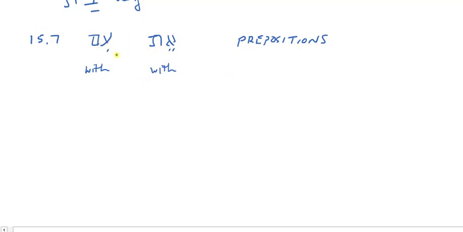Both of them mean "with." So if I want to say with him, with me, with you, and so forth, I can add pronominal suffixes to these prepositions. Now, we've already learned how to add pronominal suffixes to the preposition lamed, haven't we? Lo, la, leha, right? To him, to her, to you, and so forth. And basically, we use the set 1 pronominal suffixes, those were our eHarmony pronouns. And guess what? We're going to use the same set 1 pronouns with im and et.